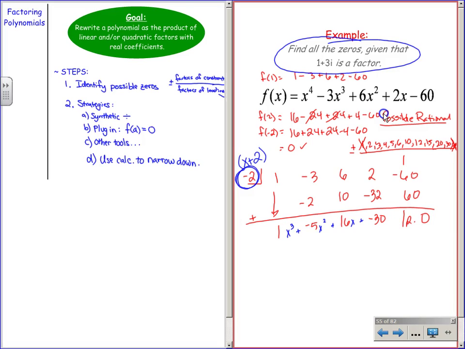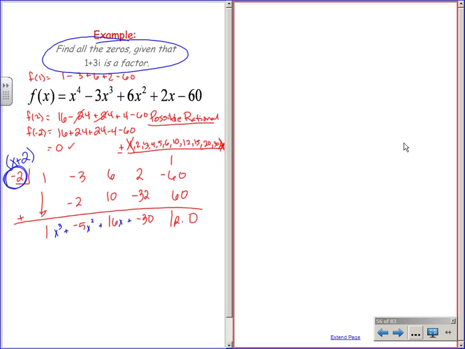But what's the clue say? Oh, they gave me an answer. All the answers? No. How many answers are there? 4. But they gave me one. And it's complex. What do we know about complex zeros? They always come in plus or minus. So guess what? I know 2 zeros. If I know that 1 plus or minus 3i are zeros, since there's 2 of them, I wonder if that could help me.